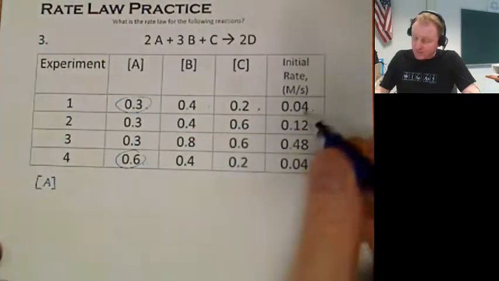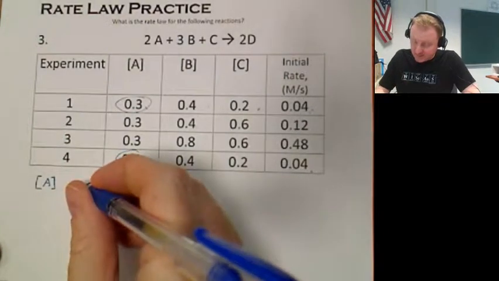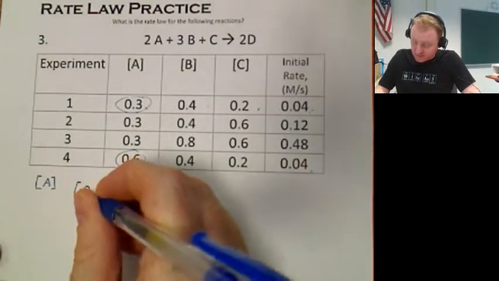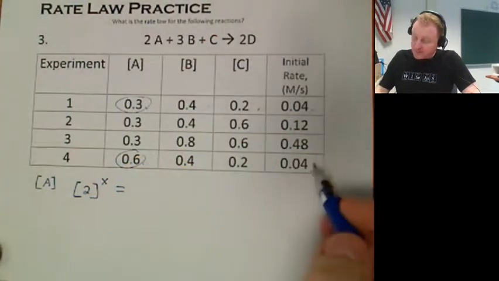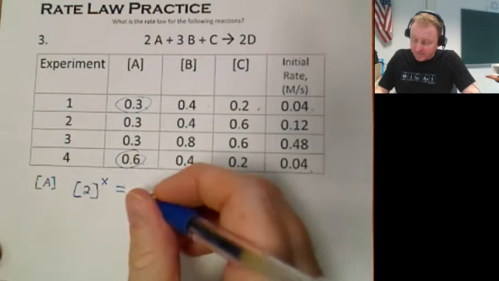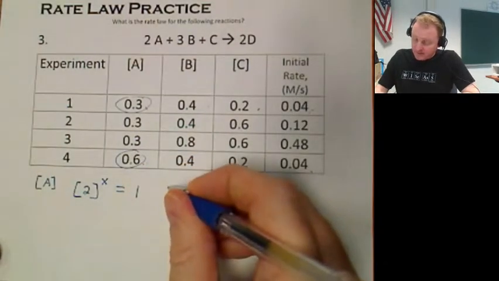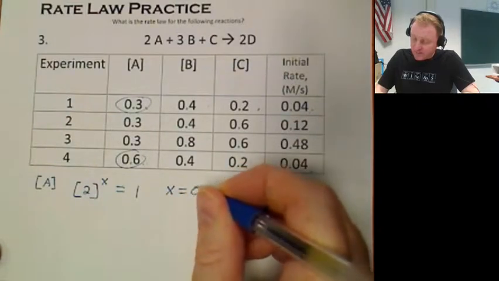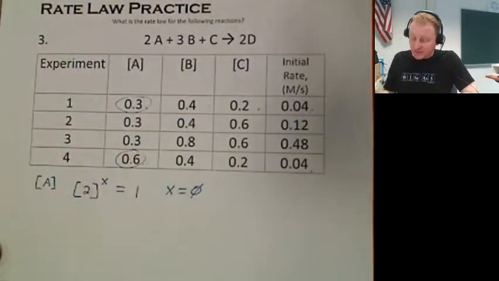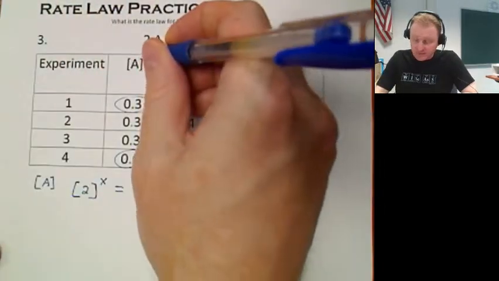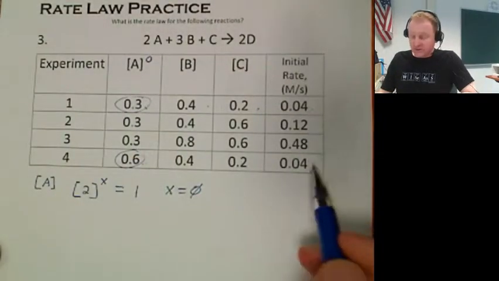When A doubled, what happened to the rate of the reaction? When A doubled, the concentration doubled, so it's going to be raised to some power, X. What happened to the rate? The rate didn't even change. So it stayed the same. Therefore, reactant A is zero order. Anything raised to the power of 0 is 1. So A is a zero order reactant. I'm going to put that up here: this is a zero order reactant. Changing the concentration of A does not change the rate of this reaction.